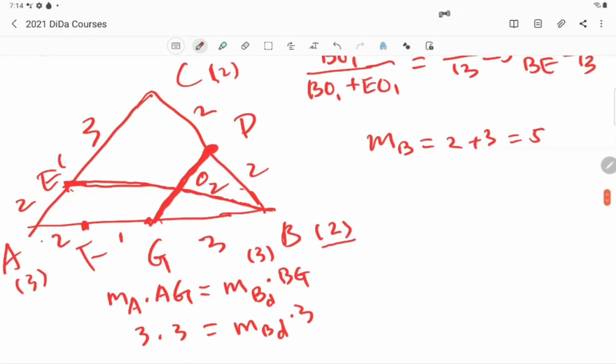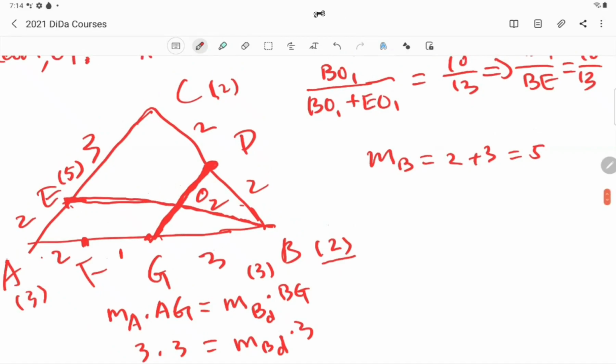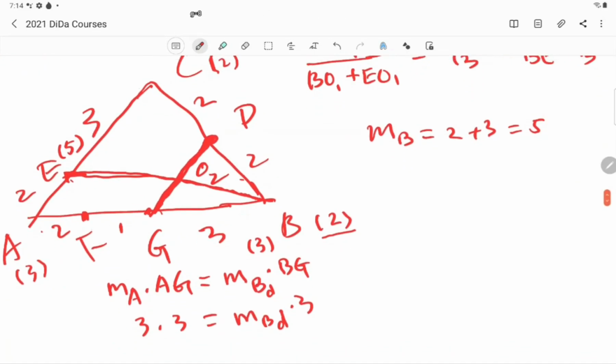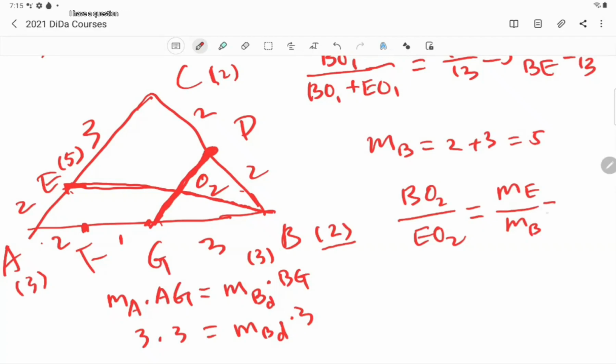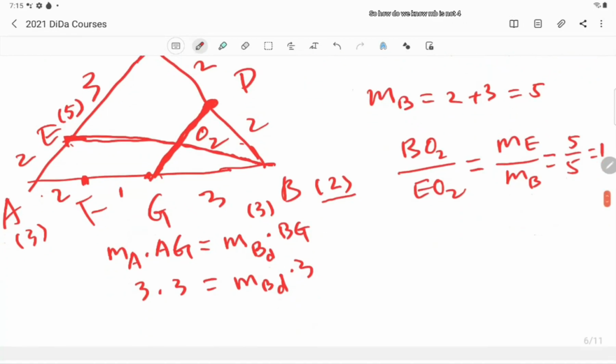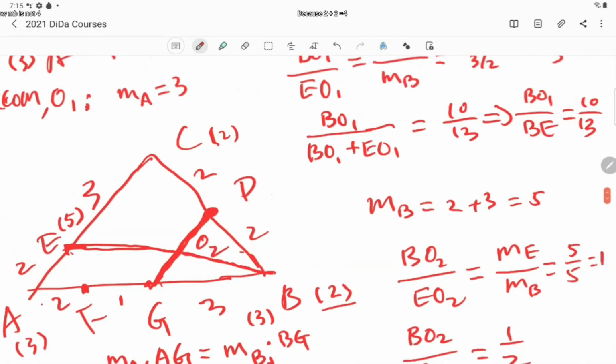Right. So the mass at E is just the sum of the masses at A and C, which is 5. So after this, we would know BO2 over EO2 is equal to ME over MB, the inverse ratio of the masses, which is just 5 over 5, which is 1. Okay, but I need this guy over the entire thing. It's just 1/2.